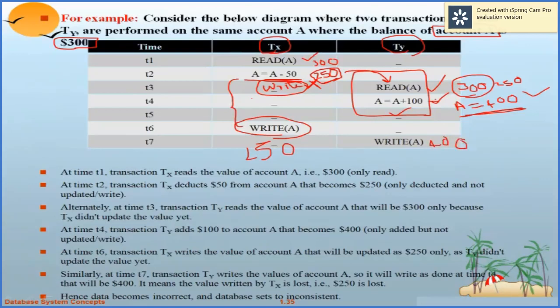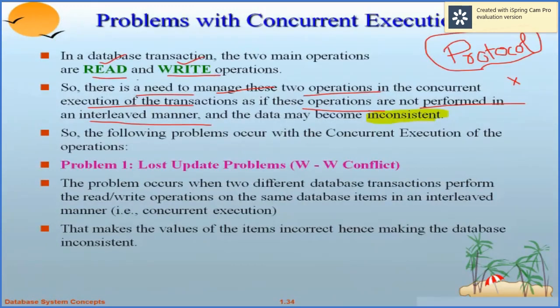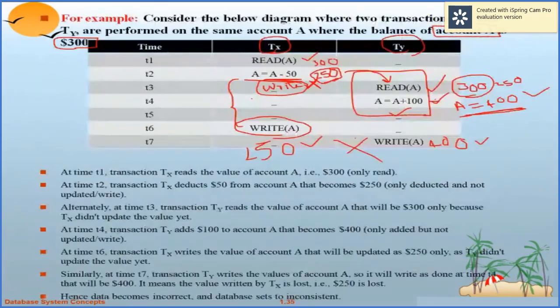So what should be the final value of A? Is it 250 or 400? No idea. So this has led to a very inconsistent condition in the transaction. That's why there's a clear statement given over here, that both the read and write operations have to be managed in an interleaved manner, in a proper manner. Read and write operations should be very cleverly handled, and this clever way of handling read and write operations can happen only using the protocols.